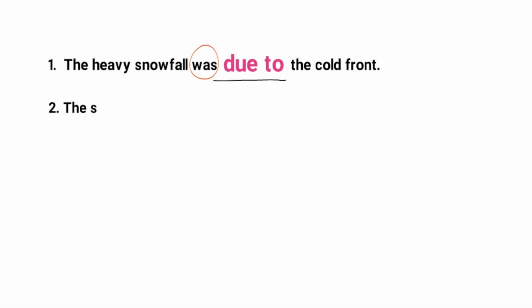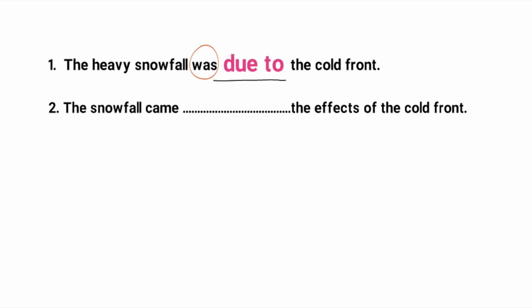2. The snowfall came blank the effects of the cold front. The answer is because of, because the phrase modifies the verb came. Therefore we need an adverbial, because of. It is giving a reason, a cause for why the snowfall came. Also, if you replace the phrase with caused by, it doesn't make sense. The snowfall came caused by the effects of the cold front. So it has to be because of.